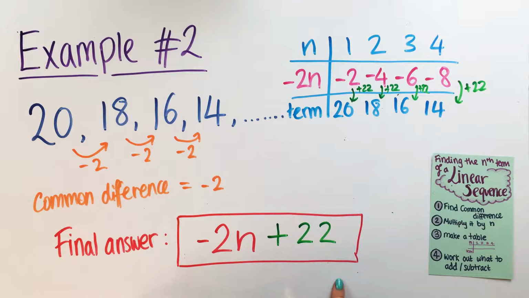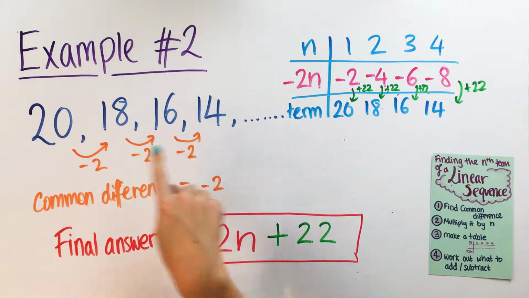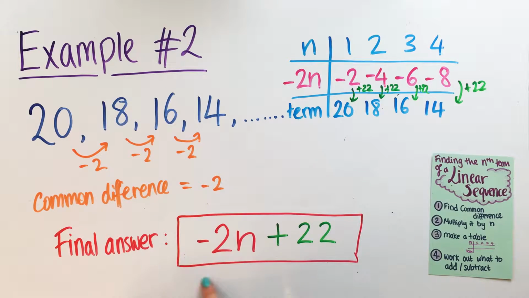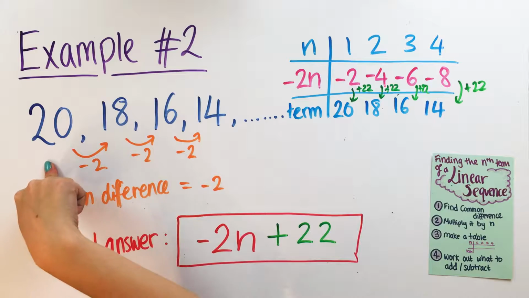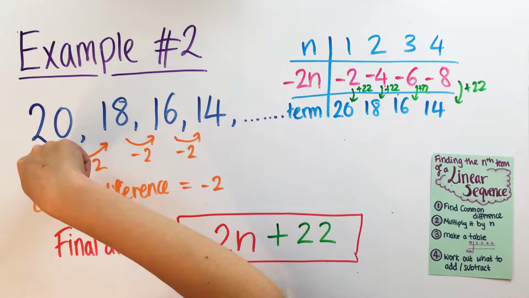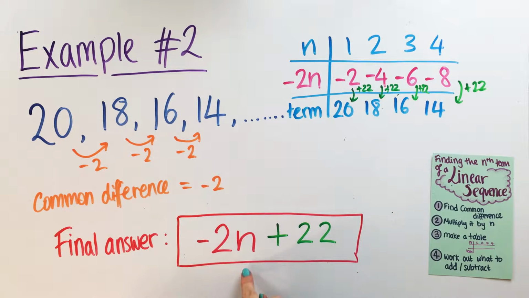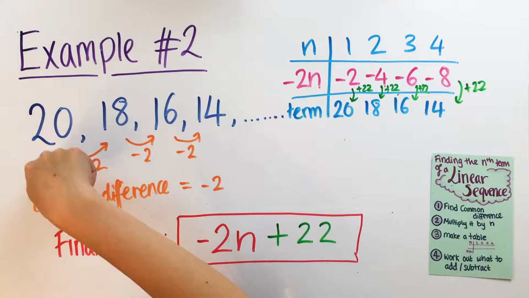And there you go, that's the final answer. That's the nth term for this sequence. So again, remember, as soon as you've got your final answer, you should check it with the first few terms of the sequence. So when n is 1, we should get the first term being 20. So let's check that. So substituting in n equals 1 in here, minus 2 times 1 is minus 2, plus 22 gets you the 20, so that's correct.